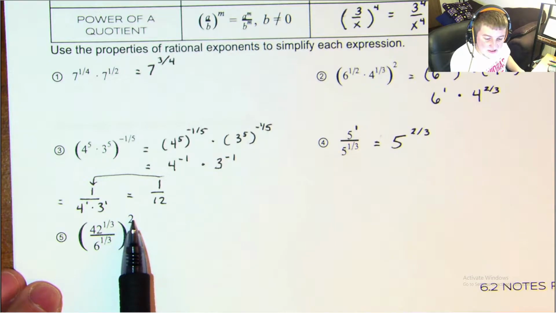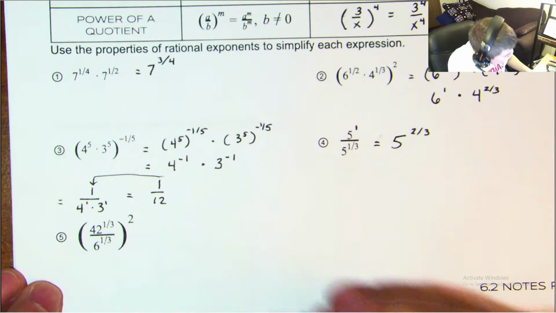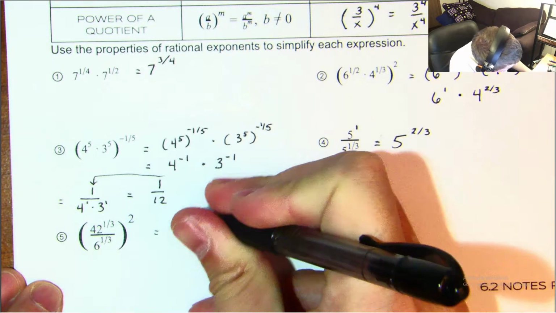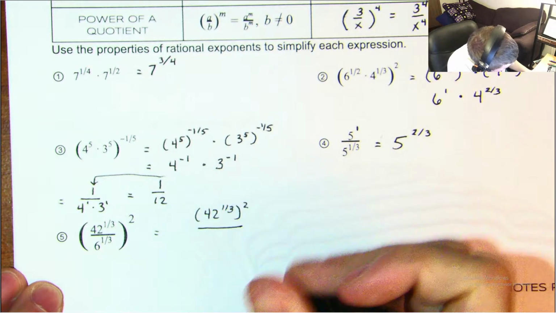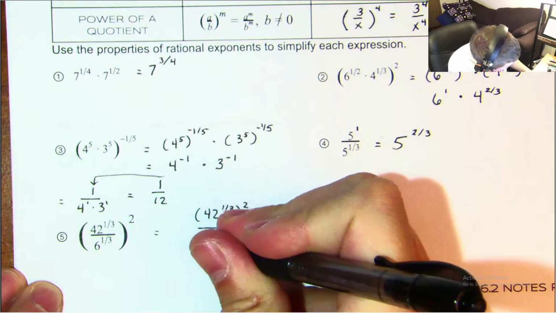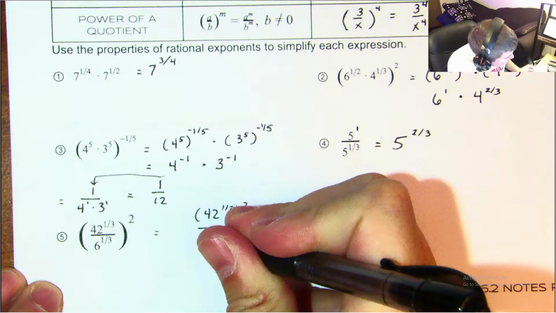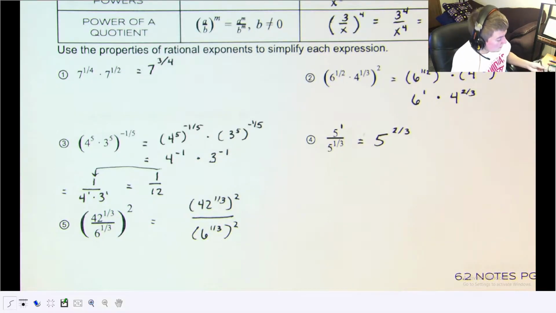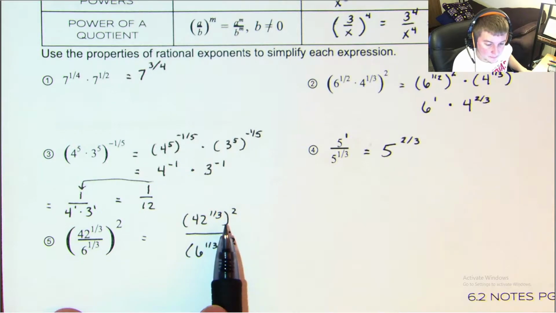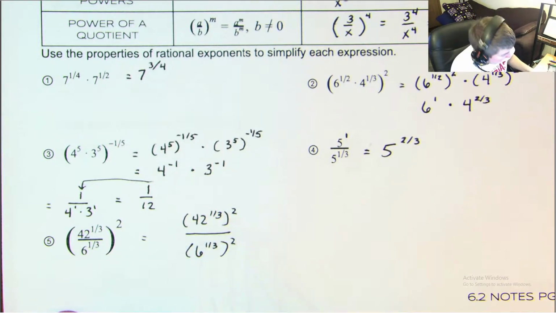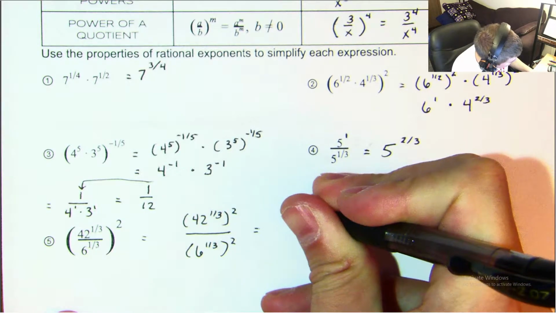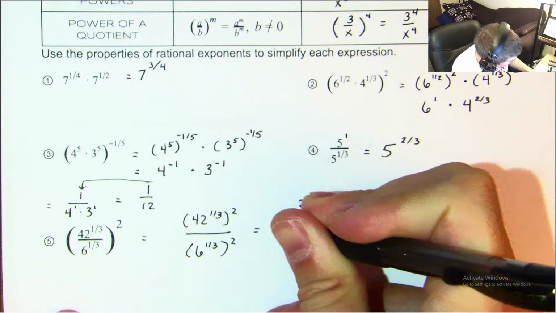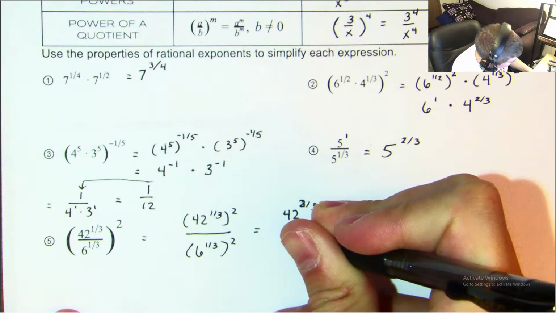So I can take this second power and apply it to the top and the bottom of this fraction. So I'm going to take 42 to the 1/3 power, and I'm going to raise that to the second power. And then I'm going to take 6 to the 1/3 power, and I'm going to raise that to the second power. Okay, just like our previous problem, we have a power to a power, so we can just multiply. So we're going to get 42 to the 2/3 over 6 to the 2/3 power.